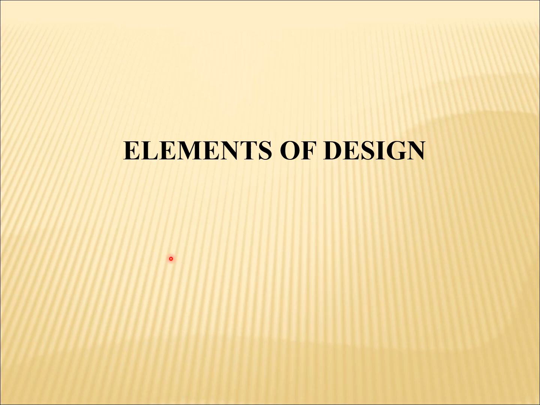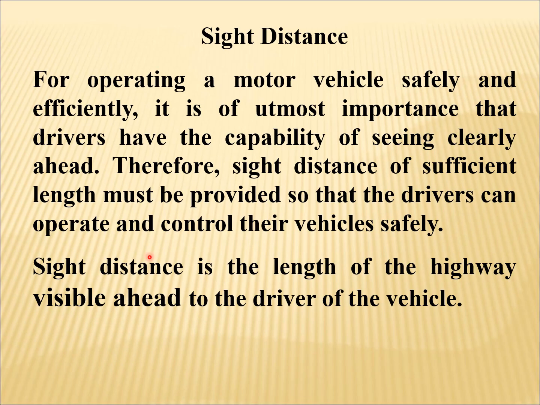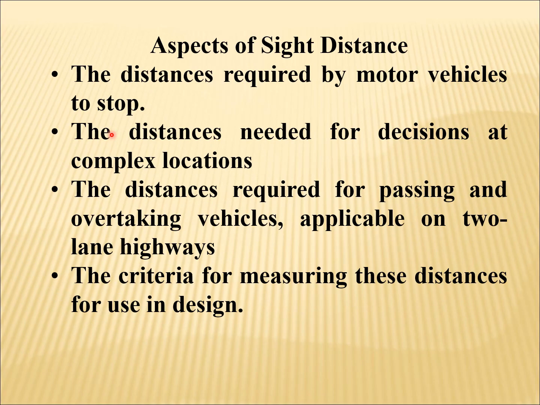Dear students, we have already started the topic of elements of design. We have discussed the definition of sight distance, and the simplest way to define sight distance is that sight distance is the length of the highway visible ahead to the driver of the vehicle. We have discussed the aspects of sight distance.